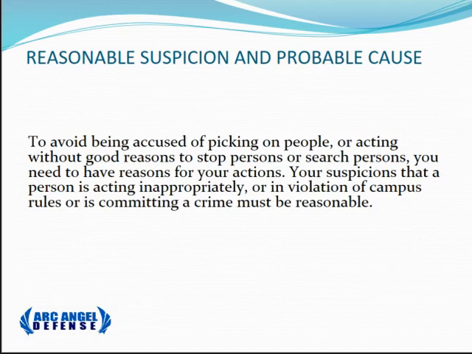Reasonable suspicion and probable cause. To avoid being accused of picking on people or acting without good reason to stop persons or search persons, you need to have reasons for your actions. Your suspicions that a person is acting inappropriately or in violation of campus rules or is committing a crime must be reasonable.